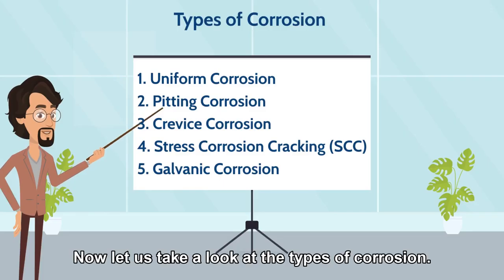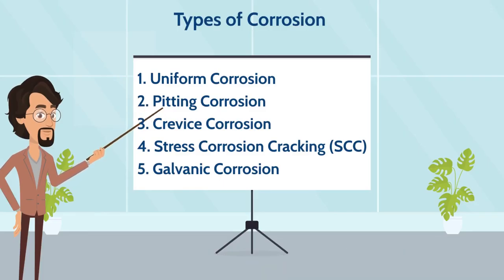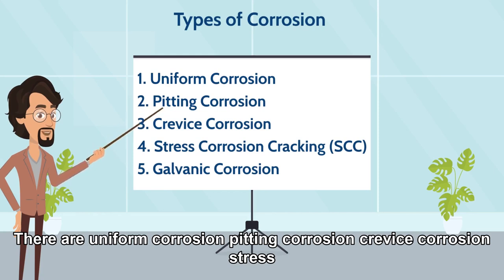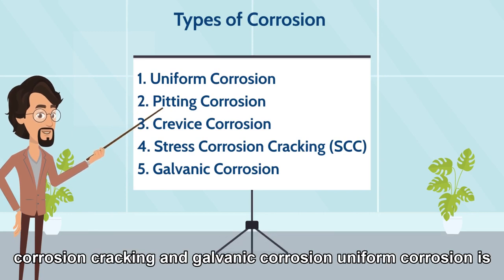Now let us take a look at the types of corrosion. There are uniform corrosion, pitting corrosion, crevice corrosion, stress corrosion cracking, and galvanic corrosion.